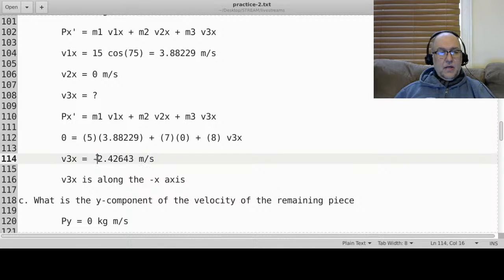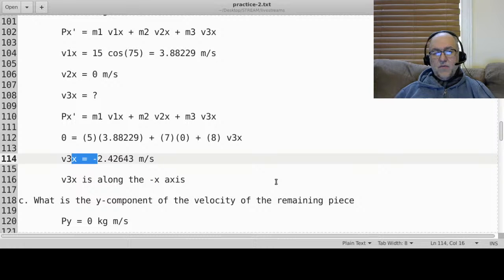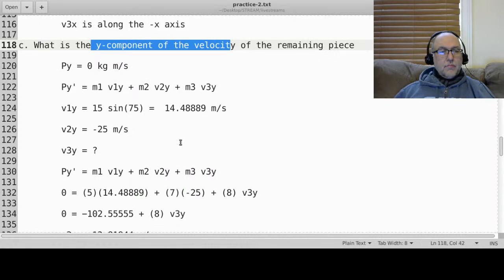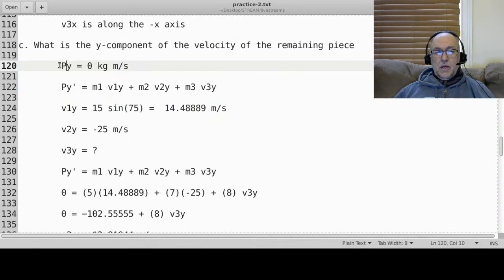And the negative there means it's along the negative x direction, which is kind of what we expected. A negative x value means it's going to be in quadrant 2 or 3, and that makes sense. So now what's the y component? Well, it's functionally the same.